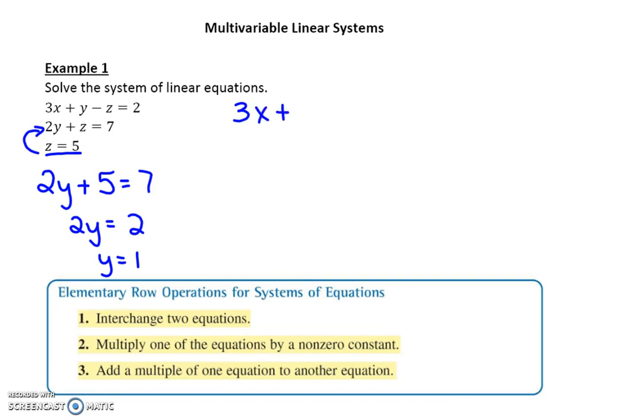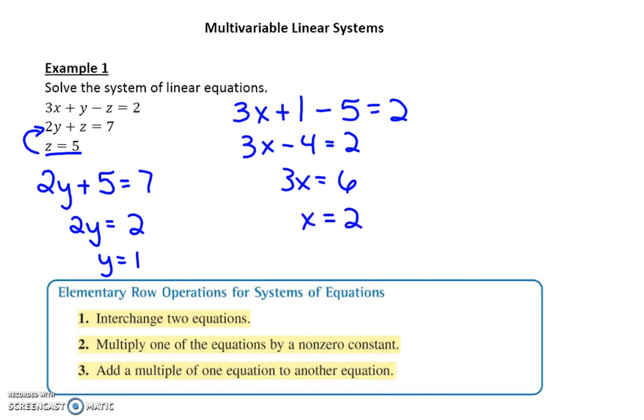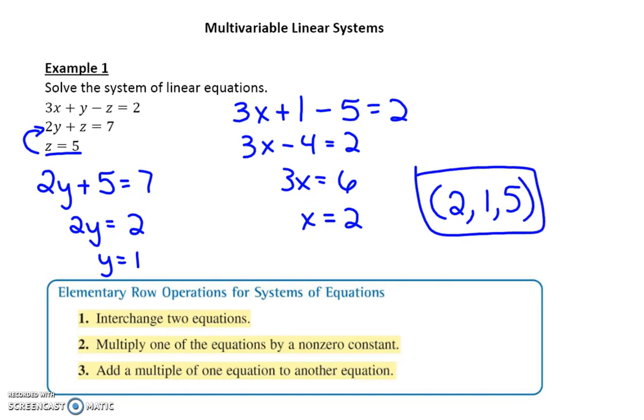So 3x plus y, which we know is 1, minus z, which we know is 5, equals 2. So 3x minus 4 equals 2, and then we add the 4 to both sides. So 3x equals 6. Divide both sides by 3, so x equals 2. So we have, and then we put this in alphabetical order. So 2, 1, 5 is the point for our answer. Or it's not really an ordered pair because it's in 3 dimensions.